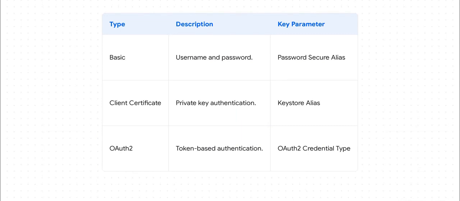And yeah, let's linger on that last step for a second, because security is everything. You've basically got 3 flavors to choose from. There's basic, which is your standard username and password combo. Then there's client certificate authentication, where you use a private key from your key store. And then there's the modern approach, OAuth 2, which is all about using secure tokens.